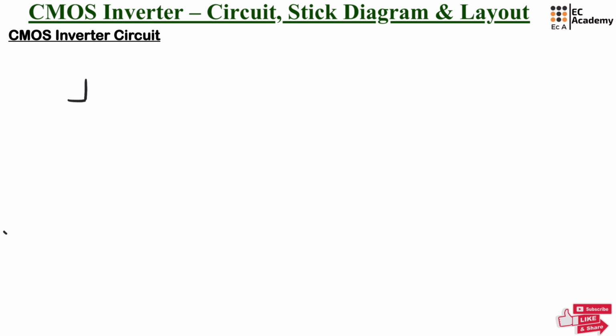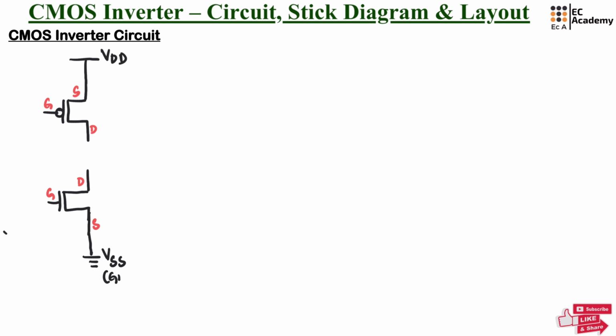CMOS circuit consists of a PMOS, which is connected on the top, and NMOS, which is connected at the bottom. In this circuit, the source terminal of PMOS is connected to VDD and the source terminal of NMOS is connected to ground, which is VSS.